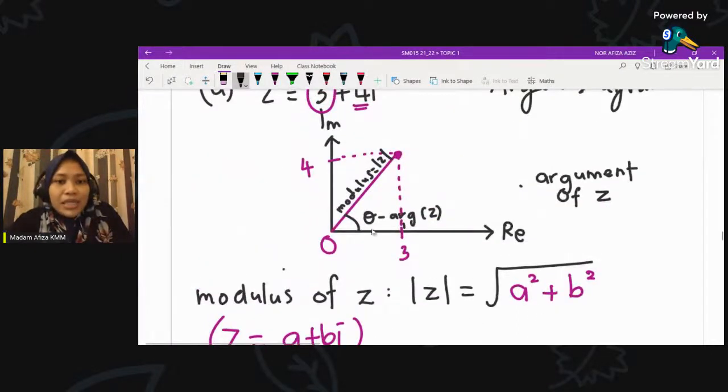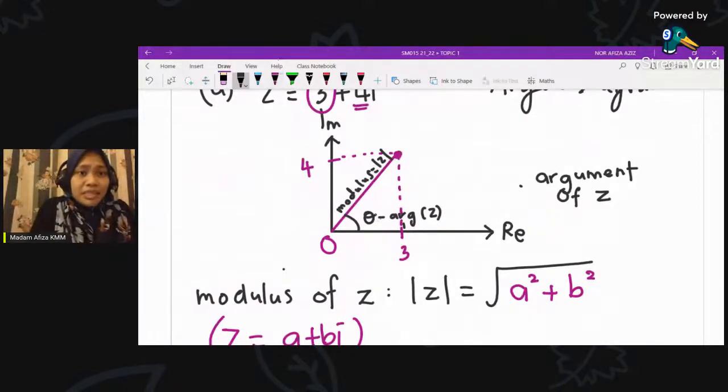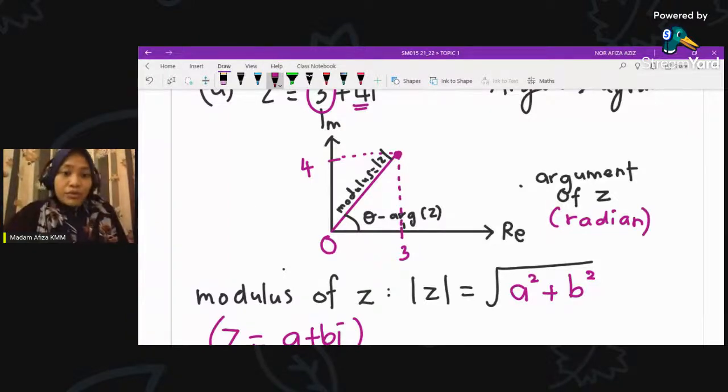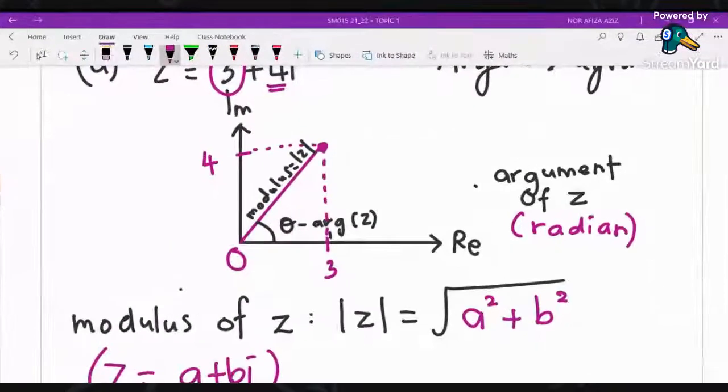And the second one, we need to calculate the argument. Okay, argument ni adalah angle. Dan angle, the answer must be given in radian mode. Okay, you must make sure you set your calculator in radian mode. Okay, calculator mesti ditukar dalam mode radian.